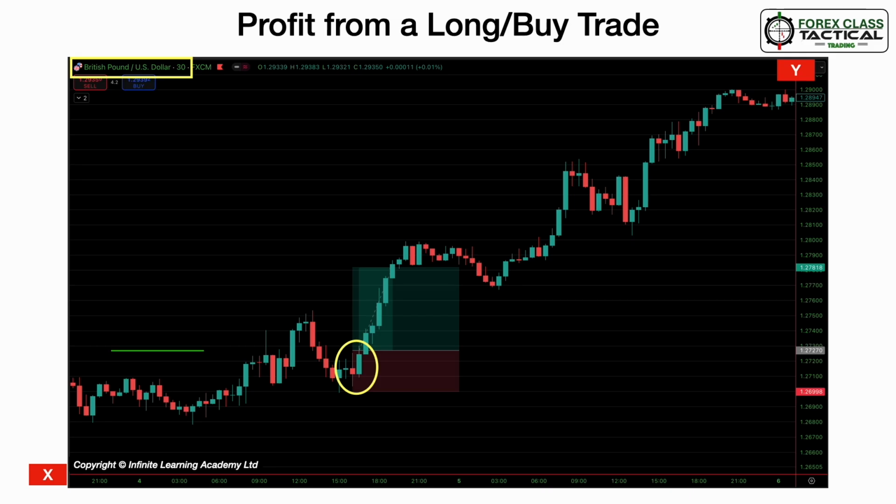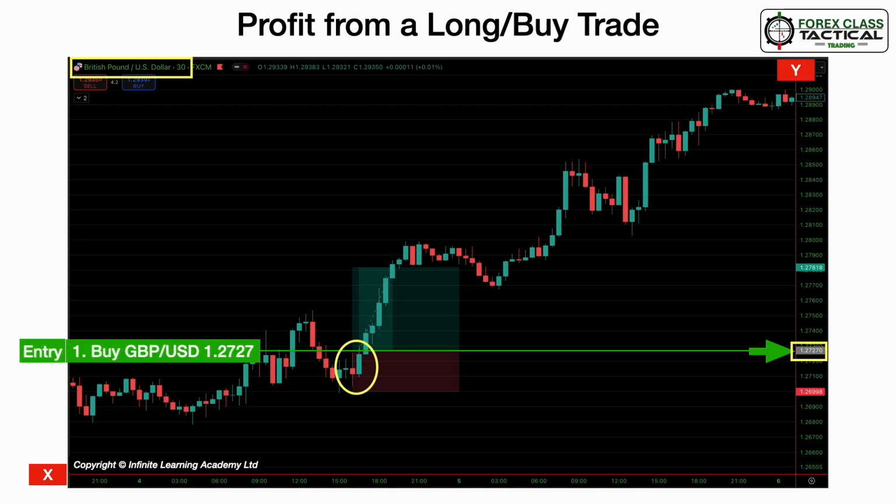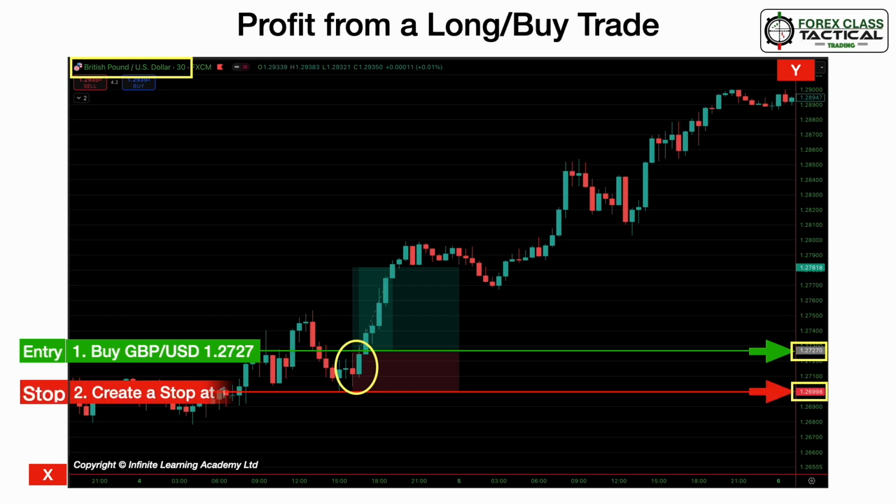You place a horizontal line on the chart to mark your intended entry point and check the price on the y-axis. Take a note of this price, which is your entry point, at 1.2727. You will buy at this price. Next, you will calculate your stop loss. This is the point where you will exit if the trade moves against you. You place a horizontal line on the chart and check the price on the y-axis. In this case, you will place it at 1.2699.